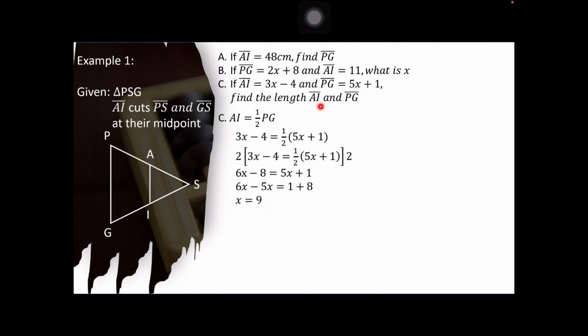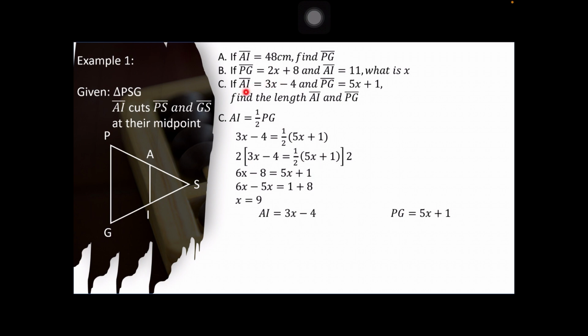After po nyan, since hindi pa po yan yung final answer natin, kasi hindi naman po yan yung tinatanong. Ang tinatanong is find the length of segment AI and segment PG. Para po makuha natin yon, I'm going to substitute the value of x doon sa ating given.